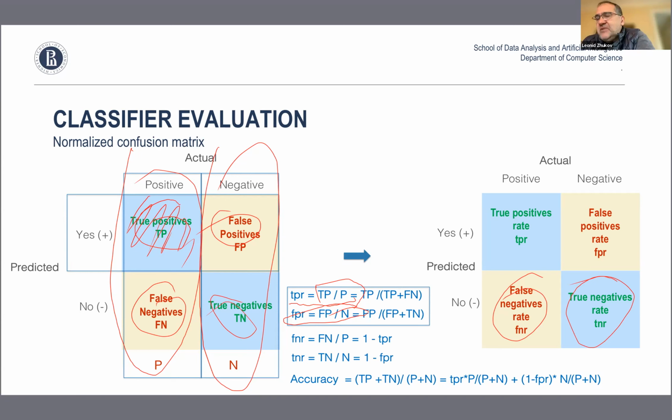We don't necessarily need to do this. Typically, those two numbers are enough to characterize your classification algorithm, because you can derive pretty much every other number from those two. And of course, you can express accuracy using this metric through TPR and FPR.